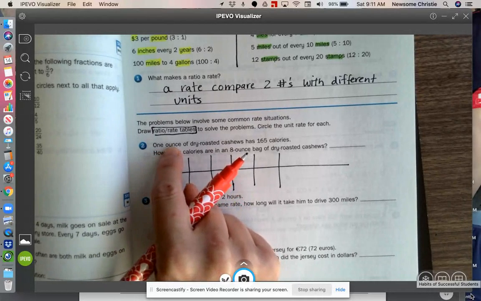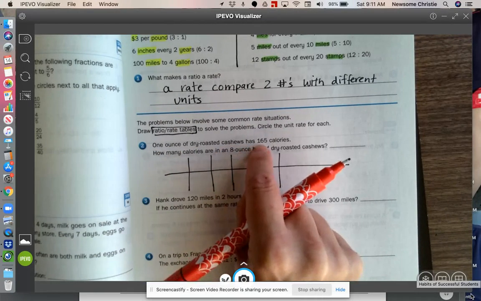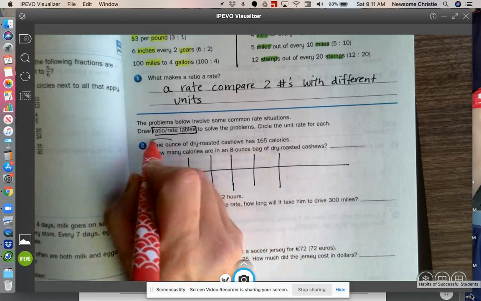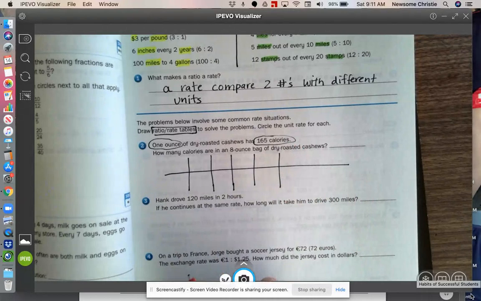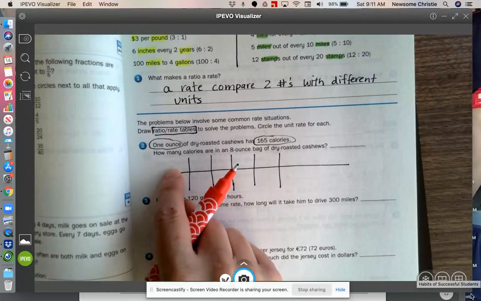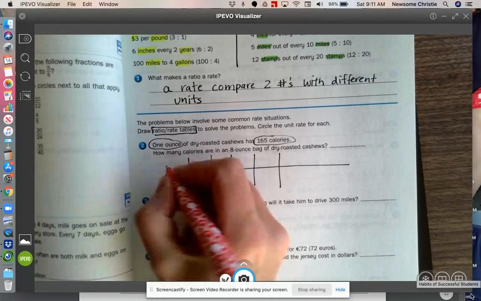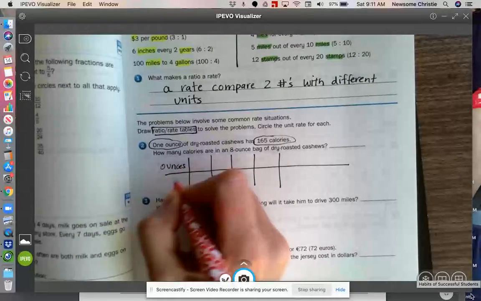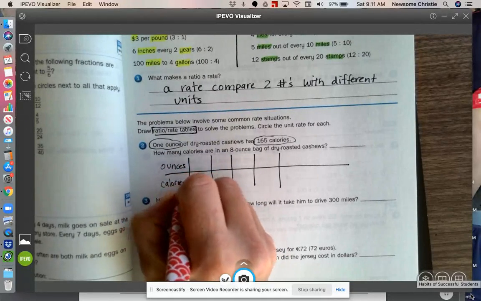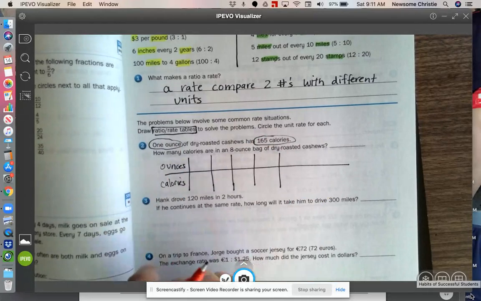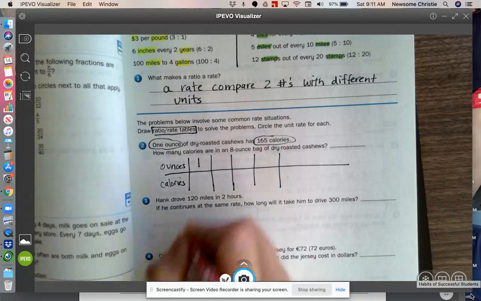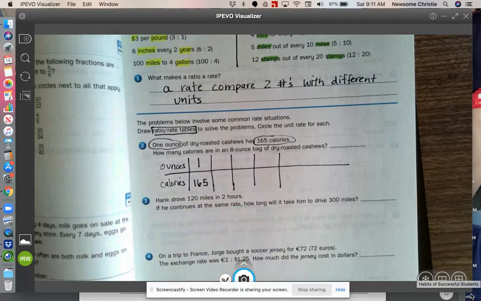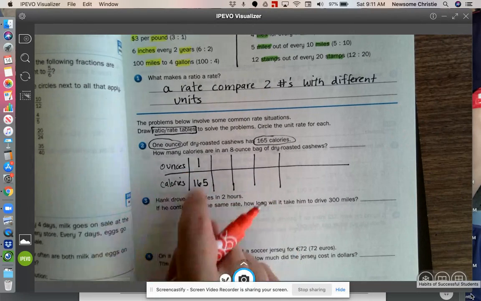1 ounce of dry roasted cashews has 165 calories. So I see 1 ounce and 165 calories. That's going to be our rate. And what we're going to put here at the end are whatever these units are. So we're comparing ounces to calories. Ounces to calories. And the first one they tell us is that 1 ounce is 165 calories. So we're going to insert what we know into the table.